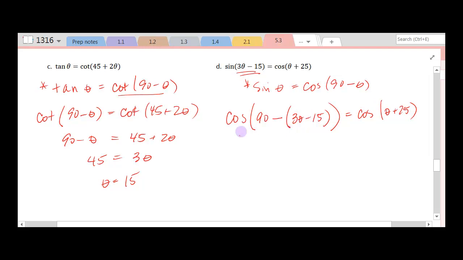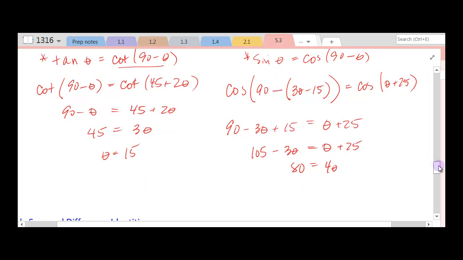So we're going to take this portion out and we have 90, and I'm going to distribute minus 3 theta plus 15 is equal to the right-hand side, which is theta plus 25. So I'm going to collect my like terms over here and I get 105 minus 3 theta is theta plus 25. Let's gather our thetas on the right and our numbers on the left. Okay, so I get 80 is equal to 4 theta, or theta is equal to 20.